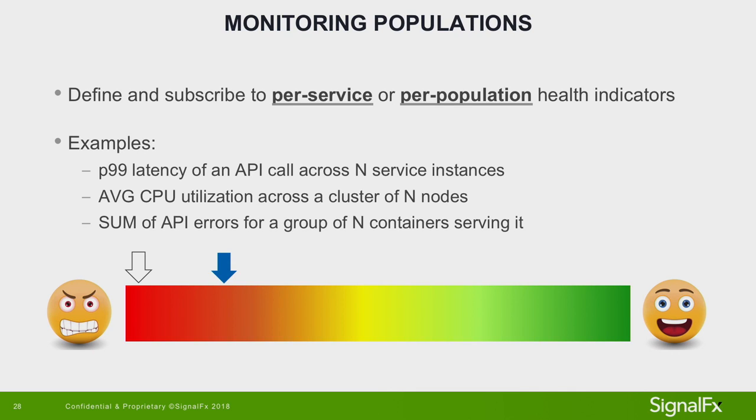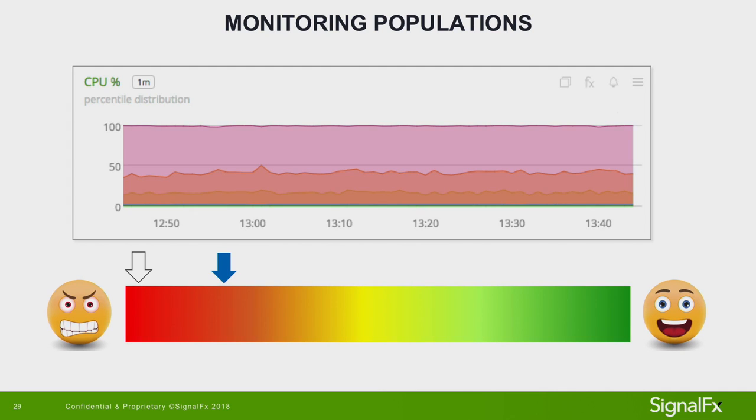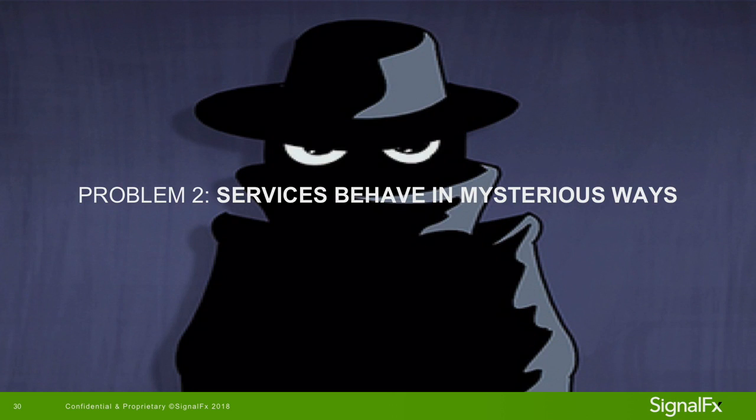Others are, for resources like CPUs, you could monitor the average to see how the whole tier is doing. Or, for things like errors, you might want to sum them up across a population. And here's an example of a chart that tracks the various percentiles, like P50, P90, max, and so on, across a population. And the idea is you could set your alert to be based on one of these percentiles, right? But that is easier said than done.